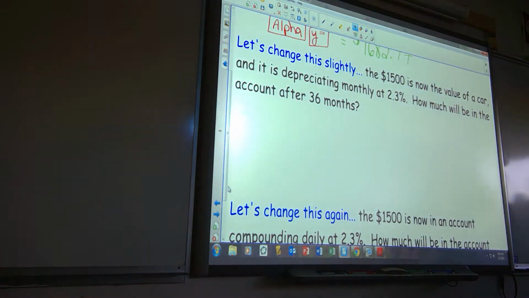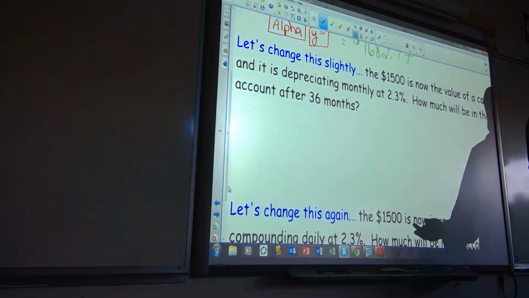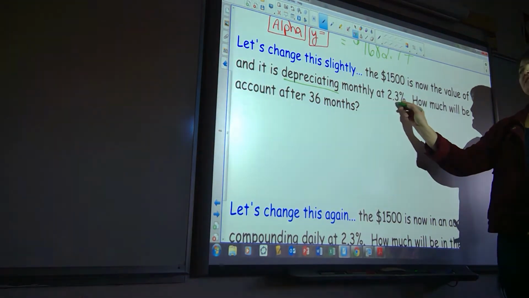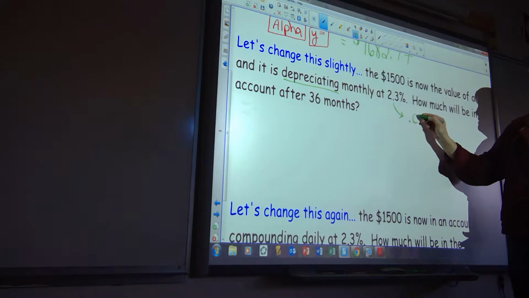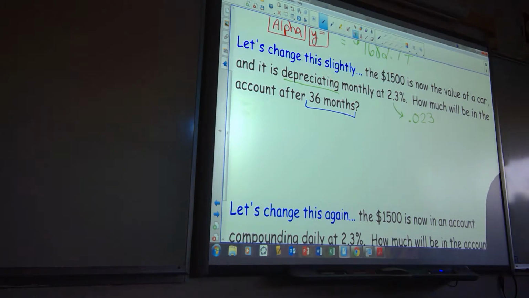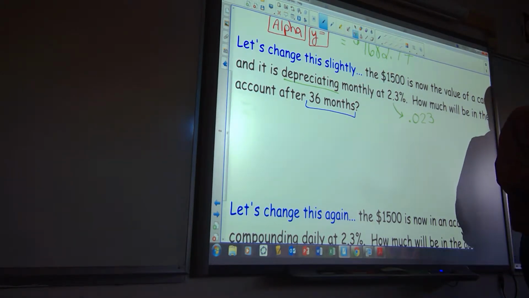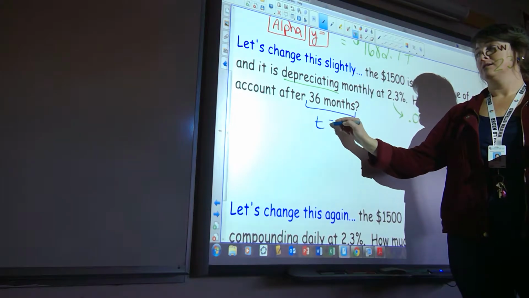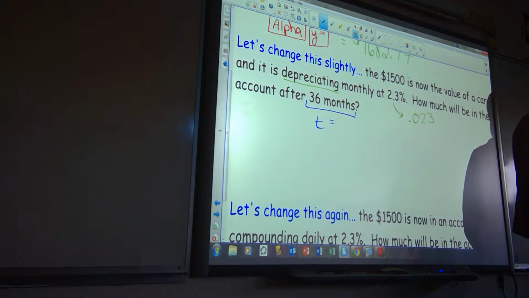So if we change it slightly and the 1,500 is now the value of a car and it's depreciating monthly, how much will be in the account after 36 months? Okay, so what's going to change in our equation? We're going to have a negative sign. Good, because of the depreciating. This didn't change, so this would still be 0.023. What about this right here? What's t going to be? It's not going to be 36. T, well, is how many years? 3.